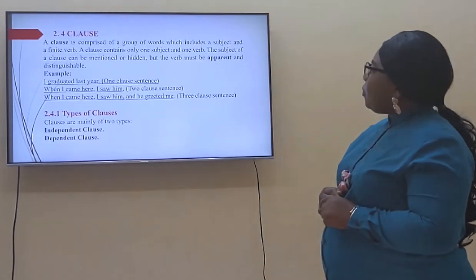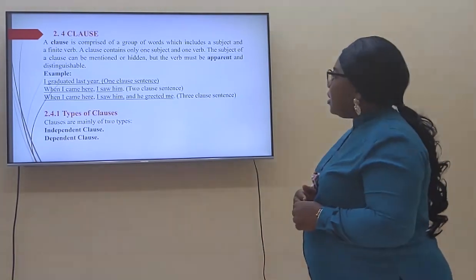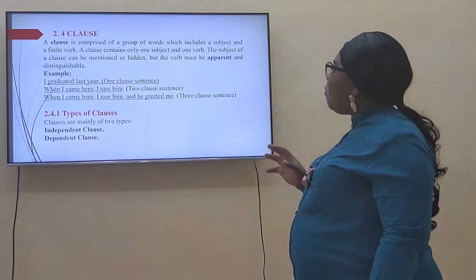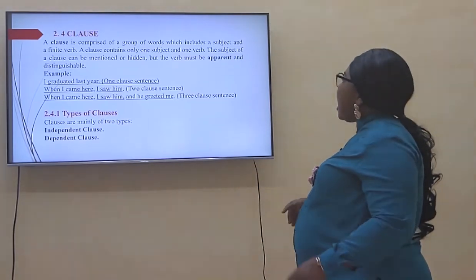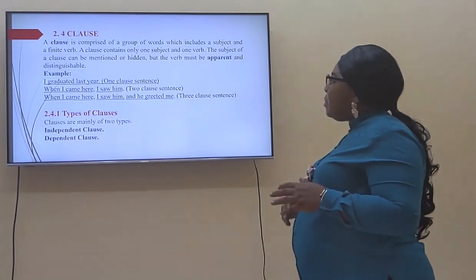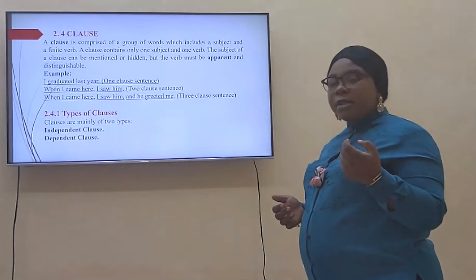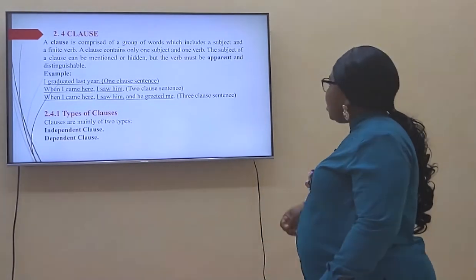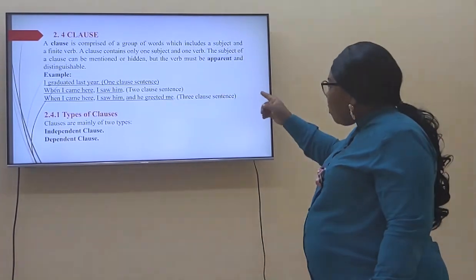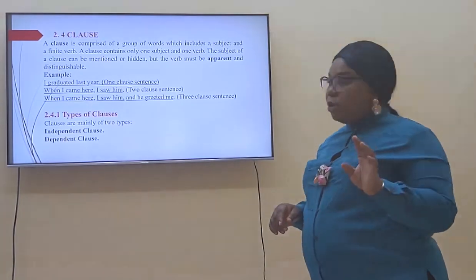Alright? Moving forward, we have clause. What is a clause? A clause is comprised of a group of words which includes a subject and a finite verb. Okay? A clause maintains only one subject and one verb. So the subject of the clause can be mentioned or hidden, but the verb must be apparent and distinguishable.